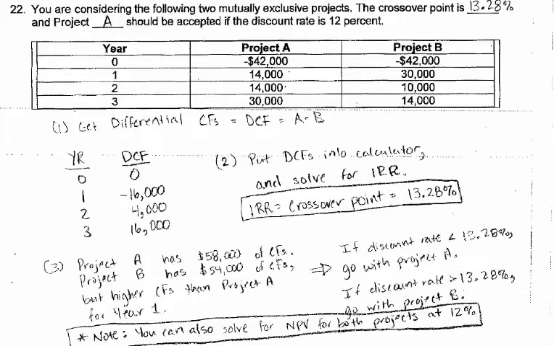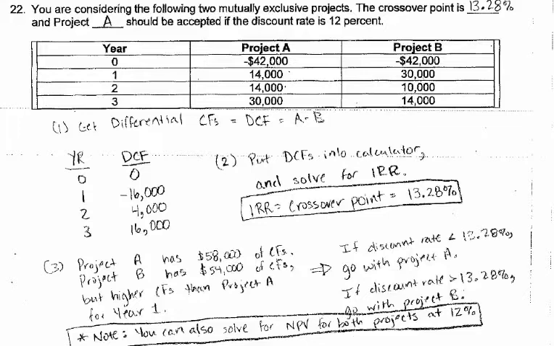But you could also conceptually understand that a higher WACC or a higher discount rate will be worse for the project that gets most of its money way into the future. So if you look at Project A, it gets its big payment in year 3.